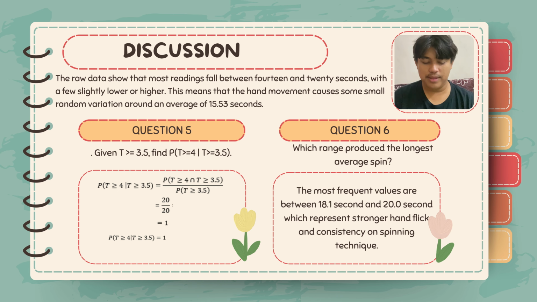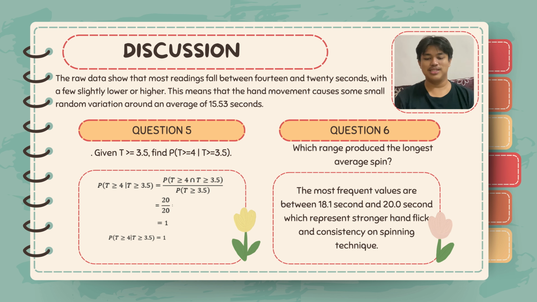Given t greater than or equal to 3.5, find P of t greater than or equal to 4 given t greater than or equal to 3.5. We'll put it into the formula, which is P of t greater than or equal to 4 intersect t greater than or equal to 3.5 over P of t greater than or equal to 3.5, which we will get 20 over 20. Based on our data, we will get 1. So the answer is 1.